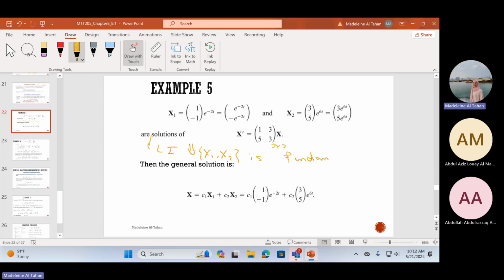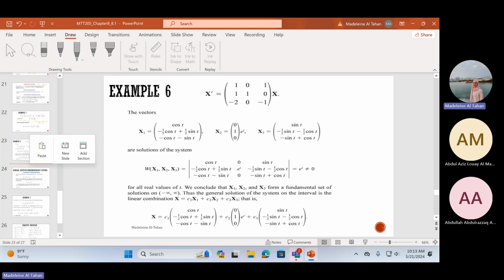This is a fundamental set of solutions. Is it clear? How do we show that it's a fundamental set of solutions? The number matches the size of the matrix, and the Wronskian is not zero. Okay.